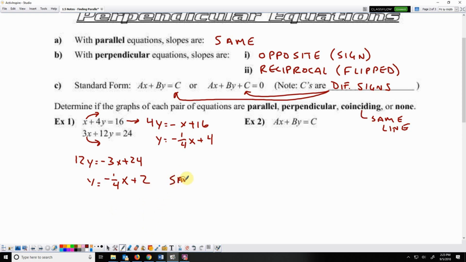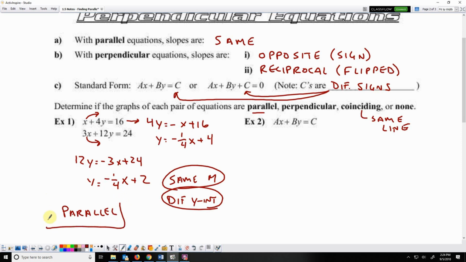I'm going to make a note. Same slope, and m is for slope. When I have the same slope, my lines could be parallel or they could be coinciding. So I look at the y-intercept. I have a different y-intercept, 2 and 4. Same slope but different y-intercept means they are parallel lines. If they were the same slope and the same y-intercept, they would be the same line, so they would be coinciding.